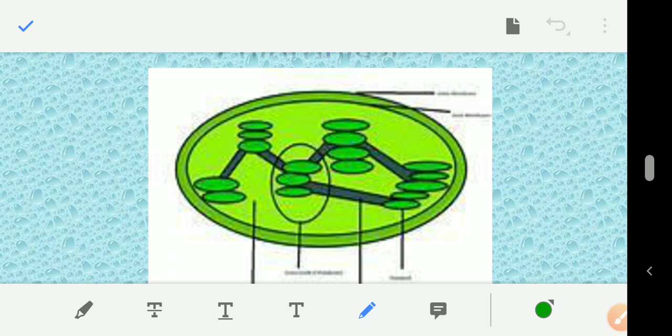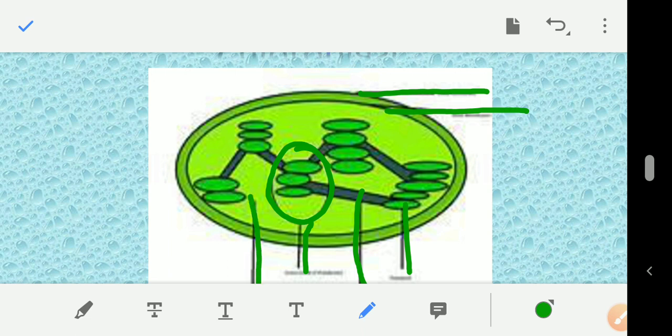While drawing the diagram of chloroplast, just keep two things in mind. First of all, it should be elliptical in shape. Second, it should be double membrane structure. This one outer membrane, inner membrane. One is thylakoid. This is lamellae, stroma lamellae. This entire structure is grana.